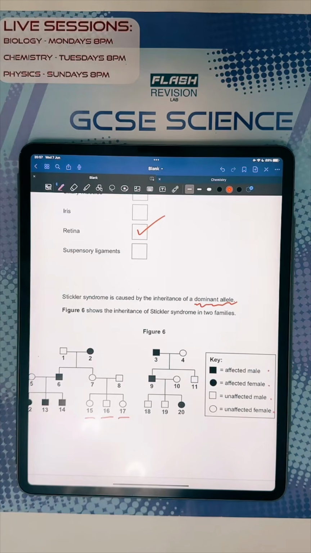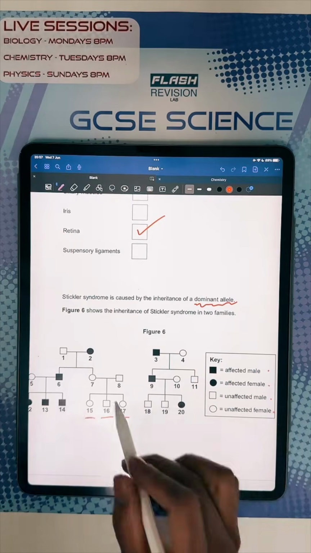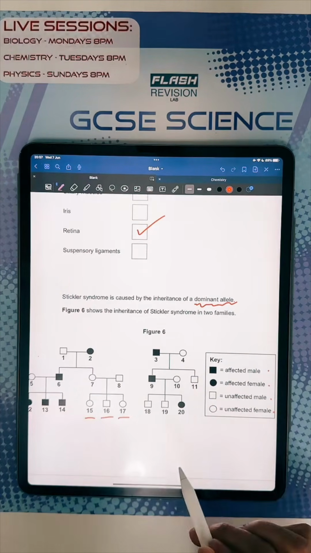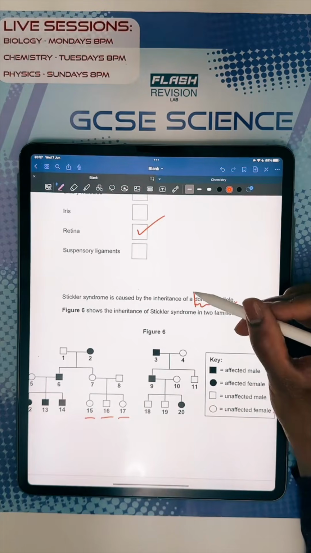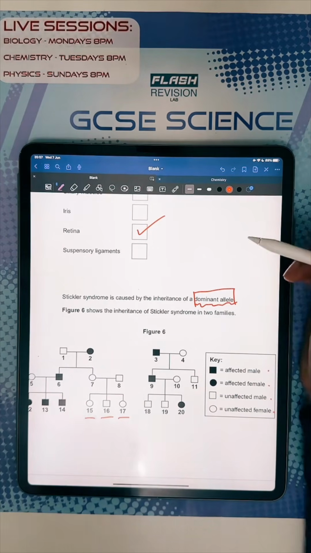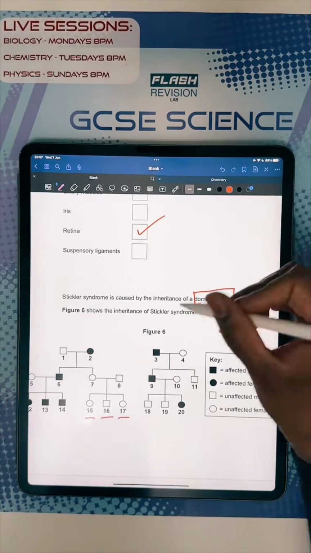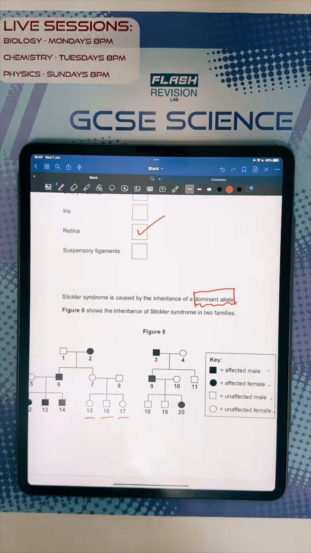There we go. The parents don't have it. So look at that. Their parents are unaffected. If their parents are unaffected, remember, this is a dominant allele. Dominant means you have it. If you have the gene, you have the disease. So that means these parents, what is their genotype? What would their alleles be?